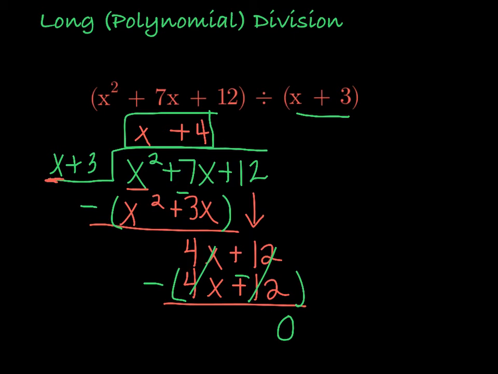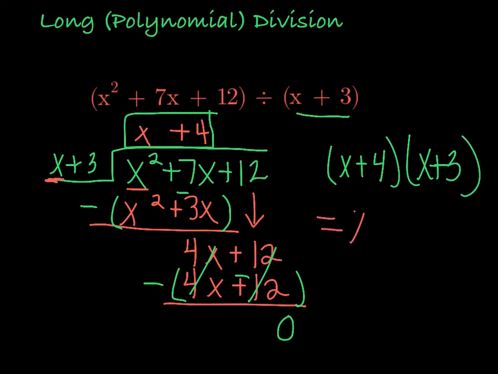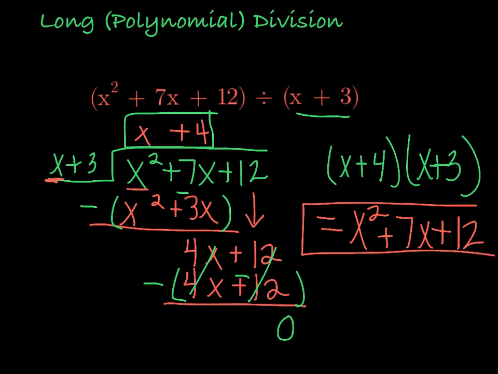Now, obviously we know that the opposite of dividing is multiplication. So if I were to multiply x plus 4 times x plus 3, my result will come out to be what we had as our dividend, which is x squared plus 7x plus 12. Now this only works if you have a remainder of 0, which in this case we did. So it's one way of checking.